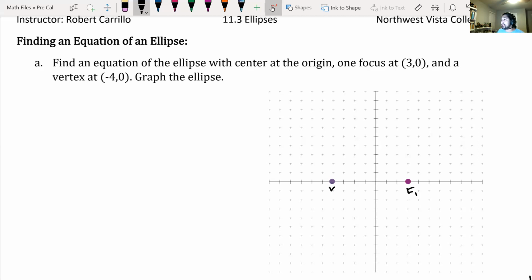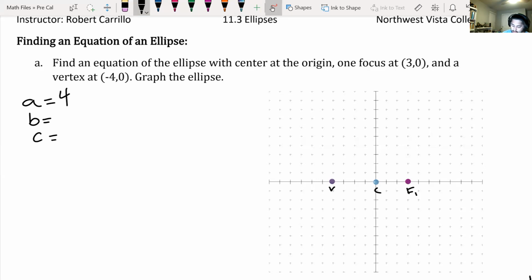So one thing we know for sure is that the distance from vertex to focus is represented by c, right? No, from center to, sorry, rewind. The distance from center to focus is represented by c, and the distance from center to vertex is represented by a. So we are saying our center is at the origin for this problem, which is right there. So what is the value of a going to be? How many spaces away is the vertex from the center? 4. Good.